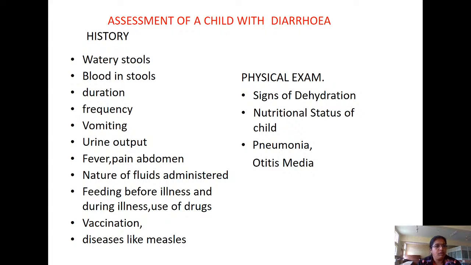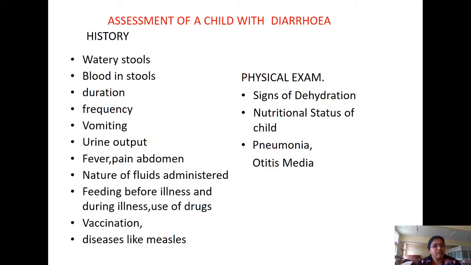So in the history, what you are going to ask is, are the stools watery? Is there any blood in the stool? What is the frequency? That is duration here. From when did it start? That is the duration. What is the frequency? How many times in a day? Is it associated with any vomiting? How is the urine output in the child? Is it associated with any fever or pain abdomen?